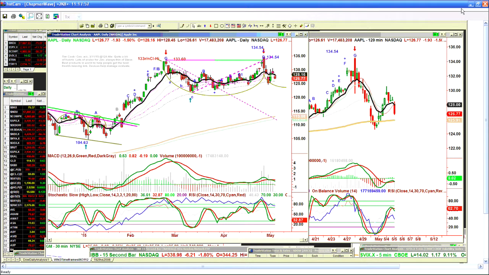So let's just do this. 133 was a round number, the closing high on the 23rd of February. It was also the high. And the following day, it went to 133.60, 60 cents higher, and then pulled back.